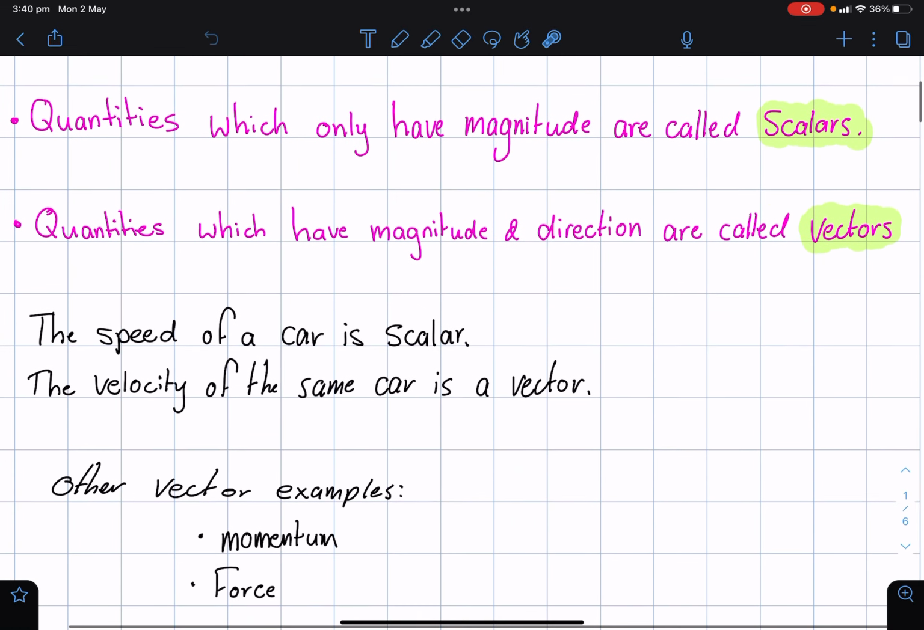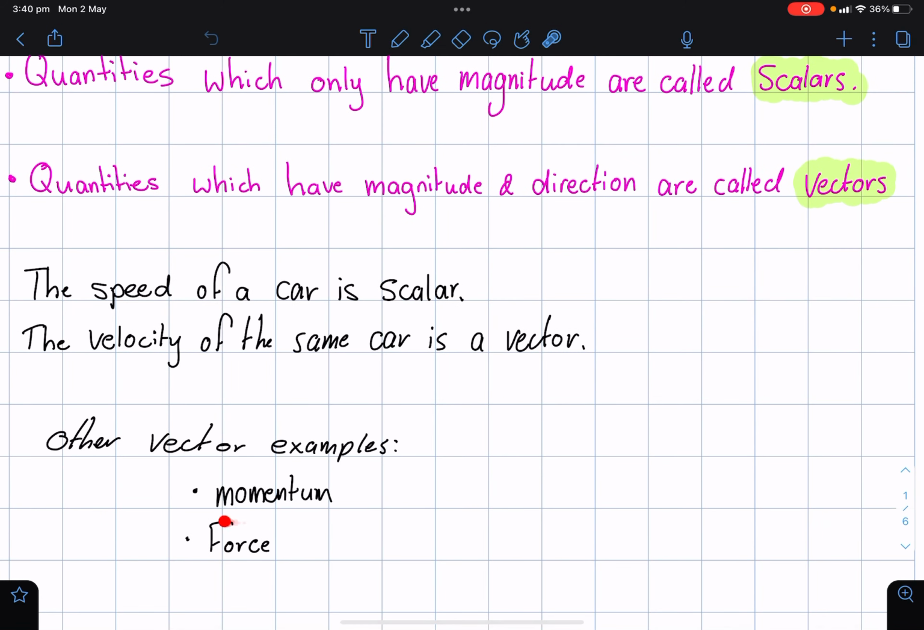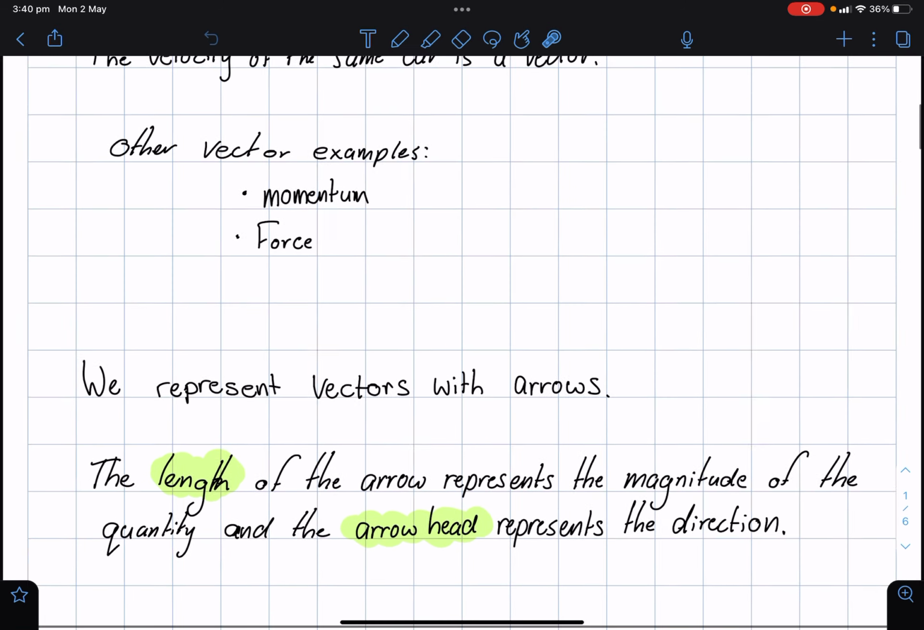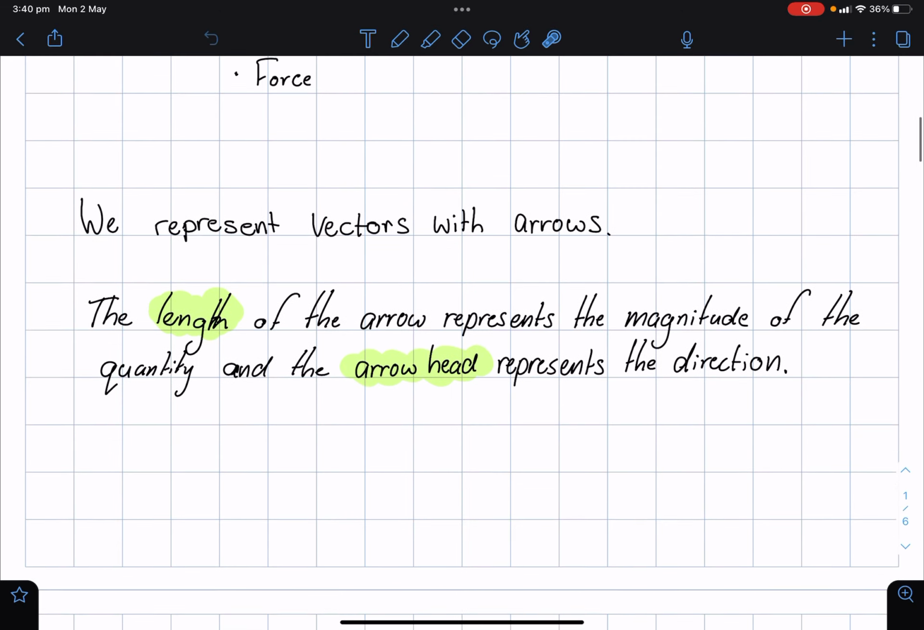So for a quick example, the speed of a car is scalar, whereas the velocity of the same car is a vector, all right? Velocity has a direction, so that means it's a vector. Other vector examples are momentum and force. A lot of physics will actually use vectors, so if you're interested in physics, this is a good starting point for your vector work in physics as well. So we represent vectors with arrows, all right? The length of the arrow represents the magnitude of the quantity, and the arrowhead represents the direction.